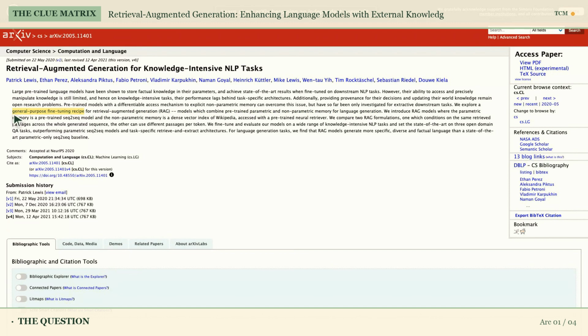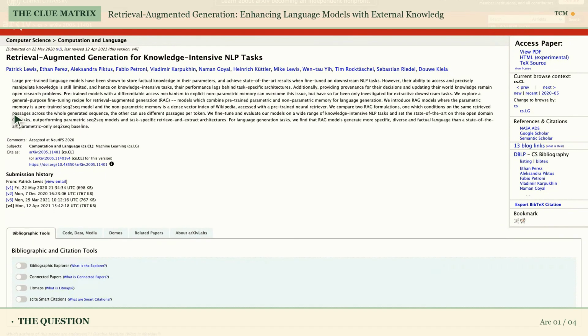And importantly, they aimed for a general-purpose fine-tuning recipe. Not just a hack for one task, but a broad architectural approach to improve LLMs across many knowledge-intensive applications. A foundational method then, not a niche solution. That makes sense for a paper introducing a whole new paradigm. This paper set the stage.